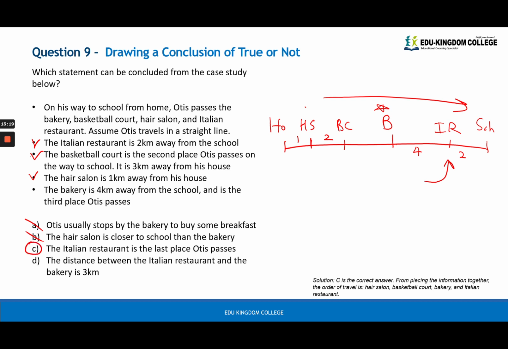Let's check D for good luck. The distance between the Italian restaurant and the bakery is 3 kilometers. Italian and bakery is 4 kilometers, so D is also proven wrong.